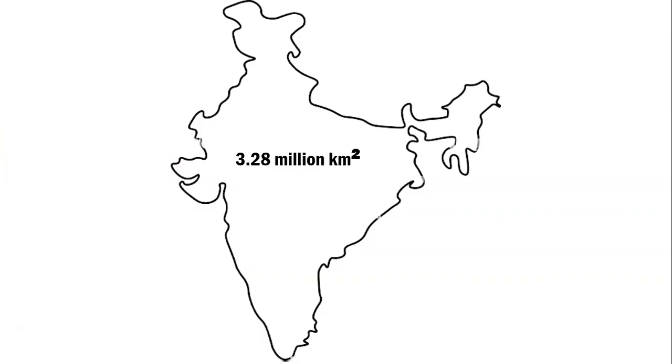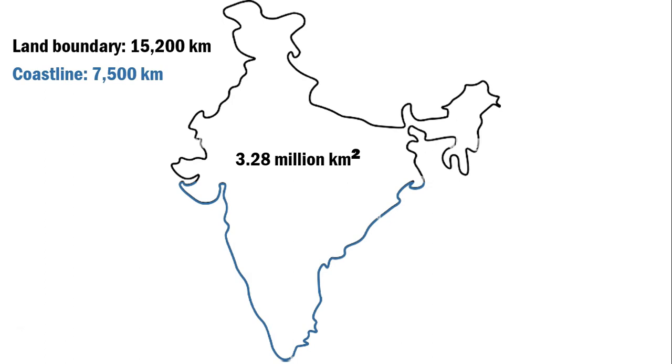So to put that into perspective, the area of the Indian subcontinent is 3.28 million kilometers square. So the land boundary or the perimeter is 15,200 kilometers, and the coastline is 7,500 kilometers. So the coastline is the perimeter of the line only on the coast.